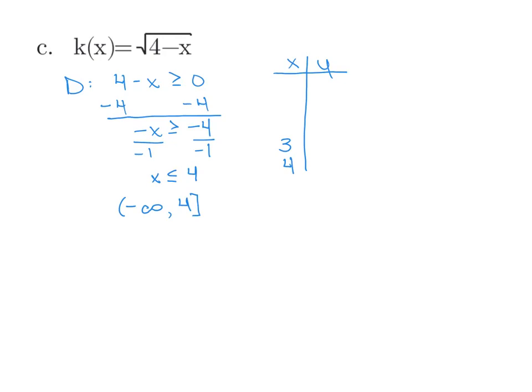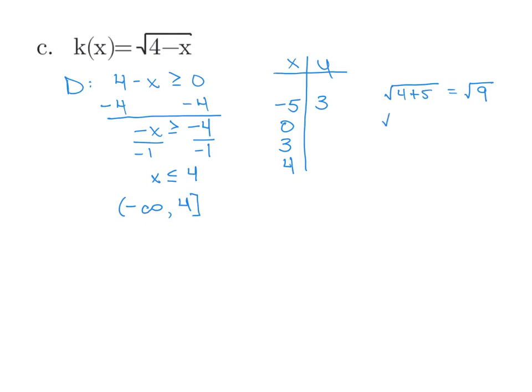3, 0, and I think negative 5 will work. Okay, if we plug in negative 5, we get the square root of 4 minus negative 5, which becomes plus 5, or the square root of 9, which is equal to 3.